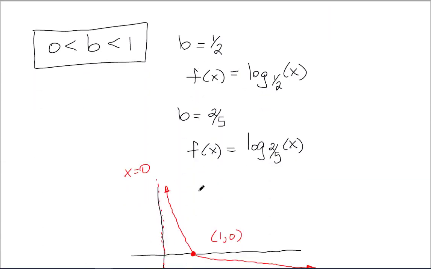We could have b be a number between 0 and 1. I could have b equals a half. Then this would look like log 1/2 of x. Or b could be 2/5, and it looks like log 2/5 of x.